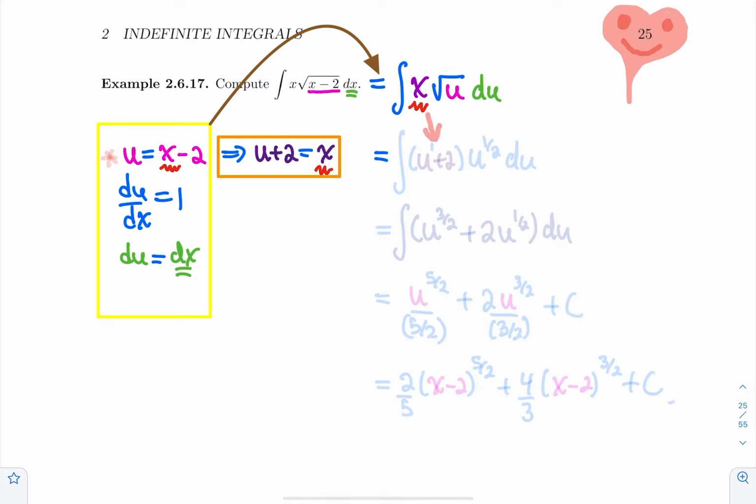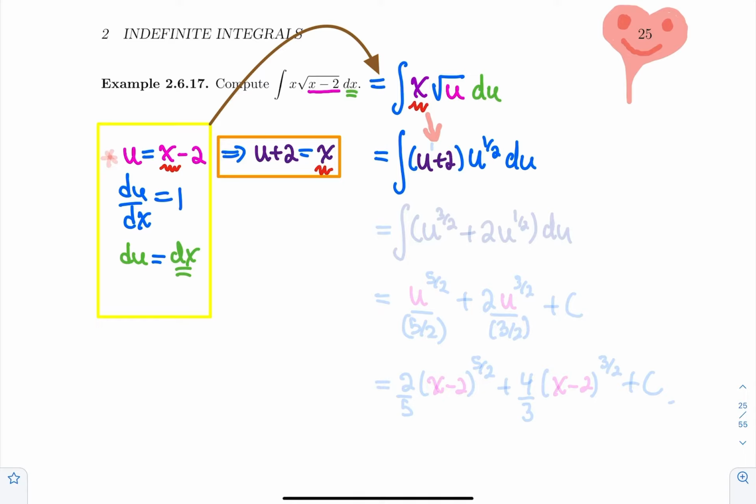So here x now blossoms into this nice formula. So we get this brand new integral. So we get the integral of x. Now x is u plus 2. Square root of x, I'm going to use the power of square root because I know I'm going to do some integration at some point. So that's u to the 1/2 du.